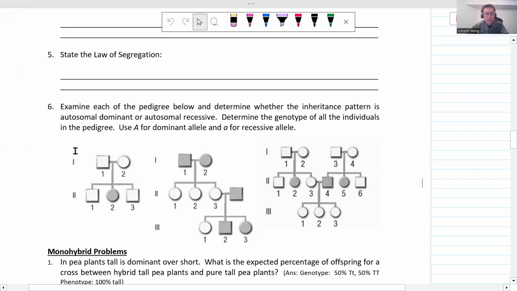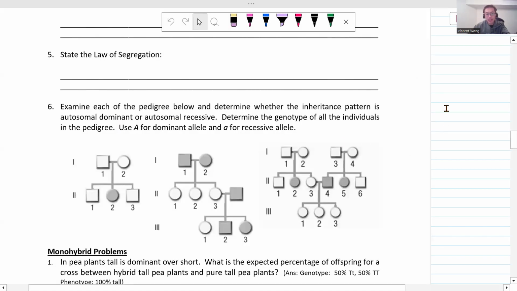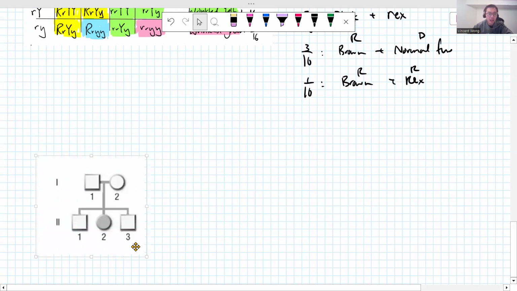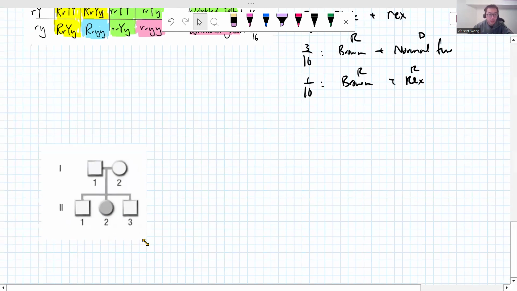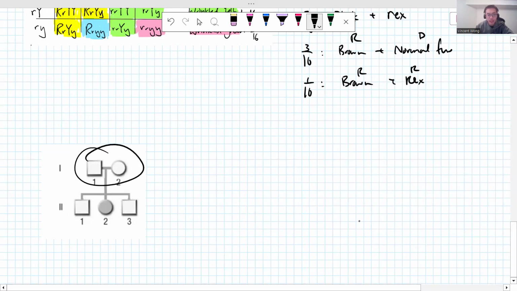Sure, no problem. Let's talk about that. Okay, so the question is asking you to examine. Here, I'll copy one over first. It's to look at this and find out whether this is a dominant pattern or a recessive pattern. First of all, this is the first generation, second generation. Square is a male, circle is a female. That means they get together and have kids. So this couple has 3 kids. How many boys, how many girls? 2 boys, 1 girl. Exactly.